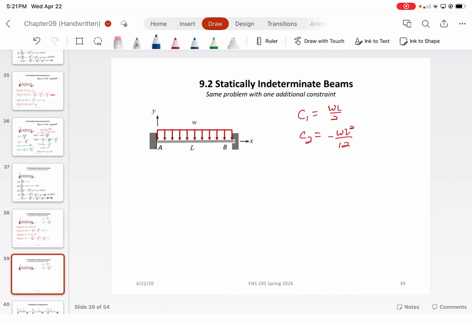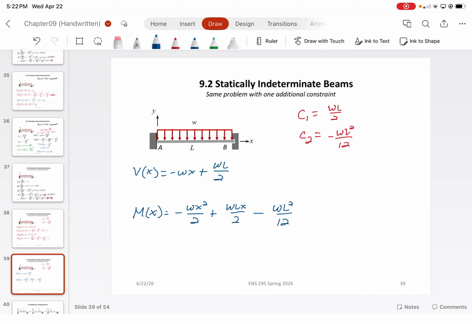let's rewrite our equations. We're going to have v of x, which is equal to negative wx plus c1, which is wL over 2. We're going to have m of x, which is equal to negative wx squared divided by 2, plus c1 x, which is wLx over 2, minus c2, which is wL squared over 12. All right.